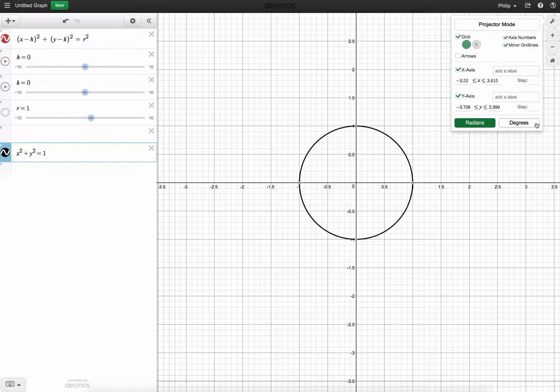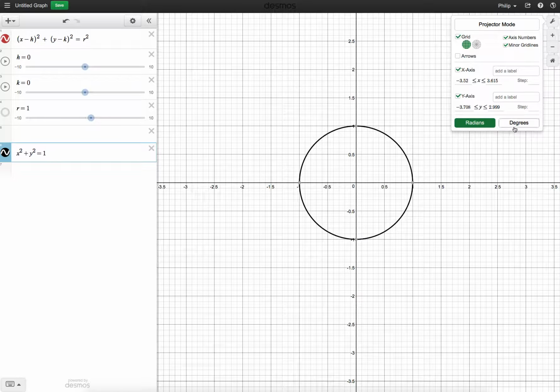In fact, this is so important that Desmos actually has buttons where you can convert between radians and degrees. It's a very common mistake that students make where you're measuring an angle in, say, degrees, but your calculator is computing in radians. So this is something you always want to keep in mind when you're working with Desmos and angles. What are the units?